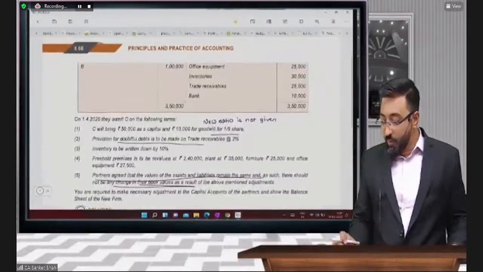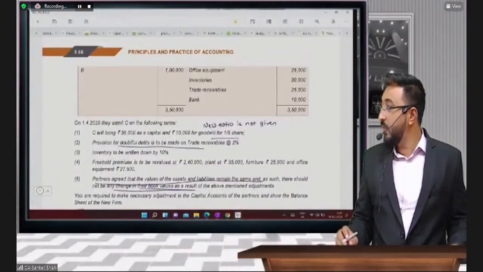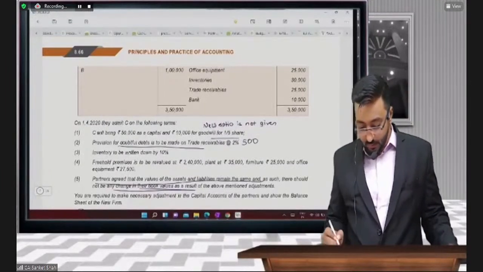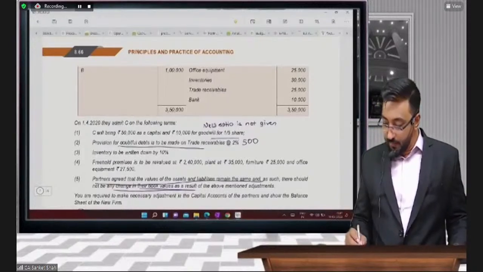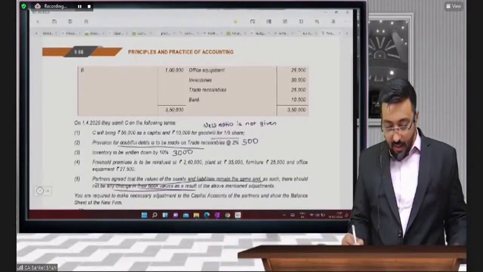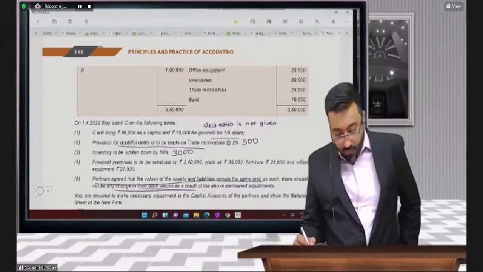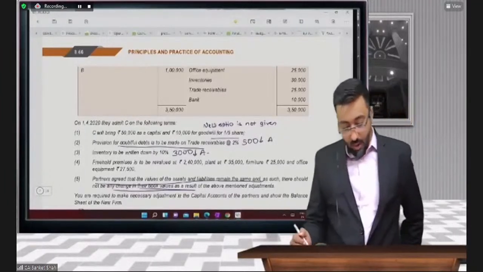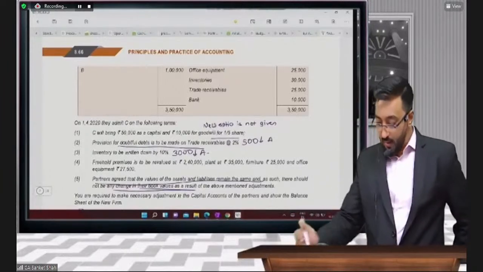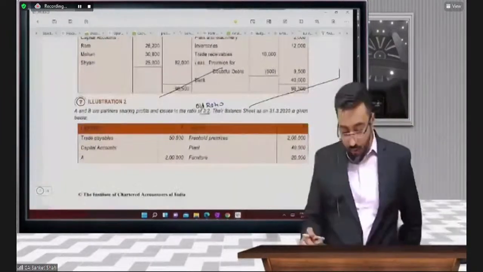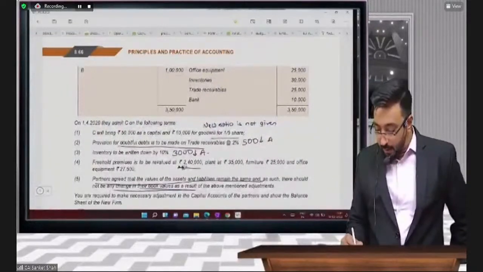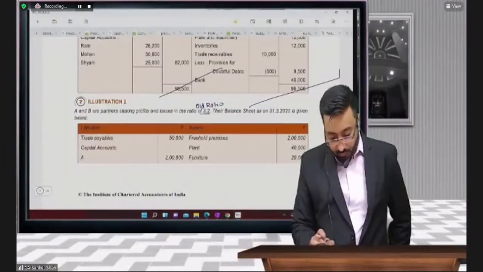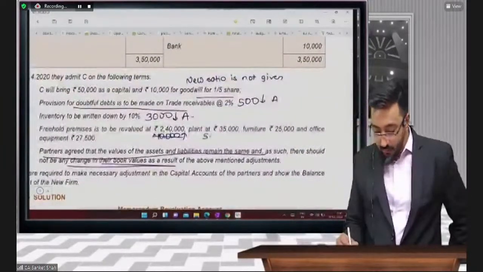Trade receivable 2%. So 2% means 25,000 into 2%, 500 rupees. Inventory is to be down by 10%. So this is 3,000. Freehold premises: asset decrease. Freehold premises to be revalued at rupees 2,40,000. So revaluation of freehold premises, this is up by 40,000. Plant rupees 35,000. So plant down by 5,000.